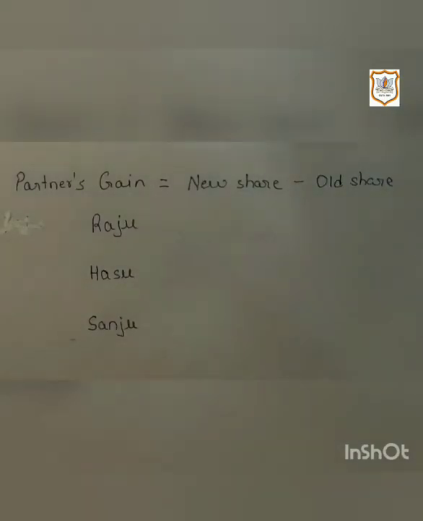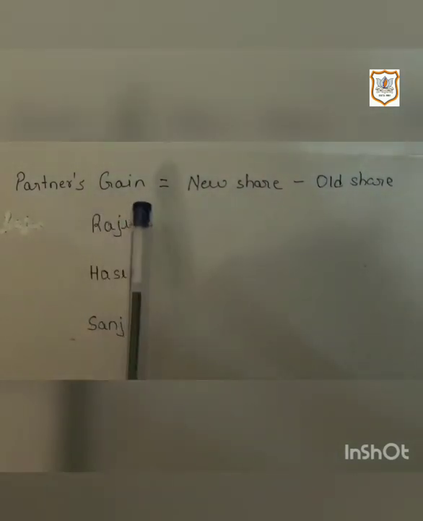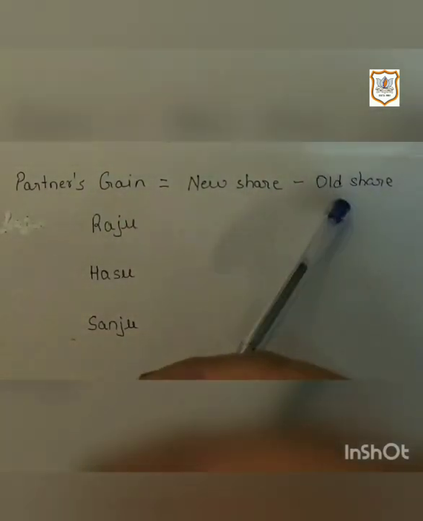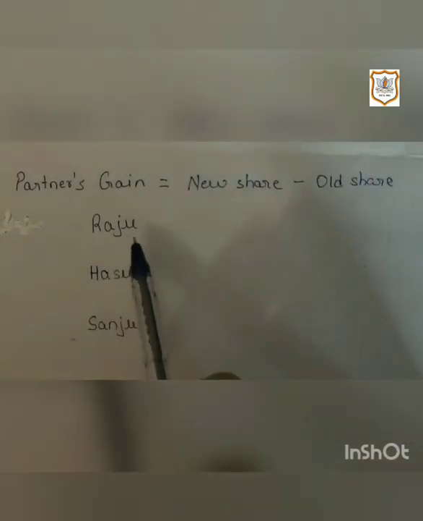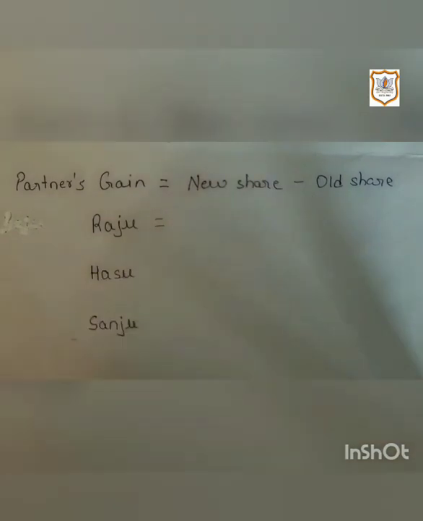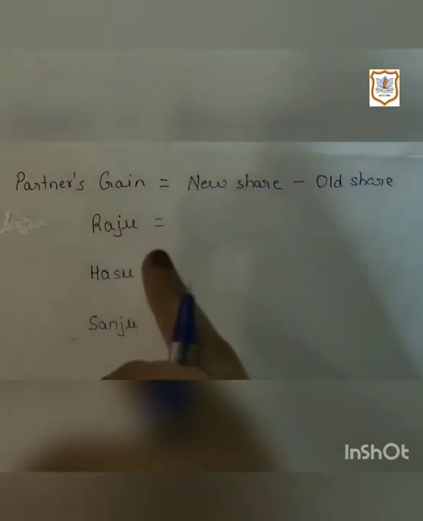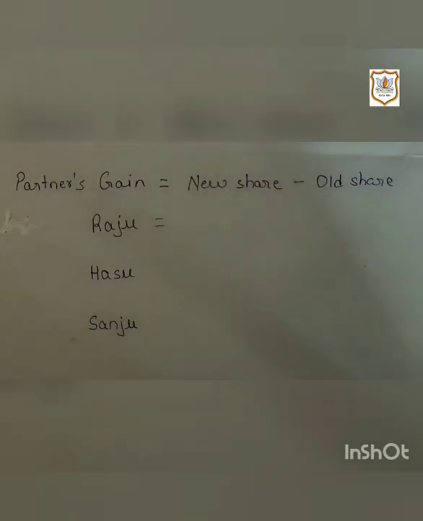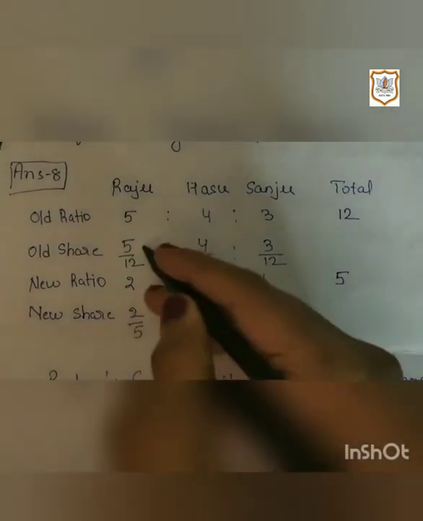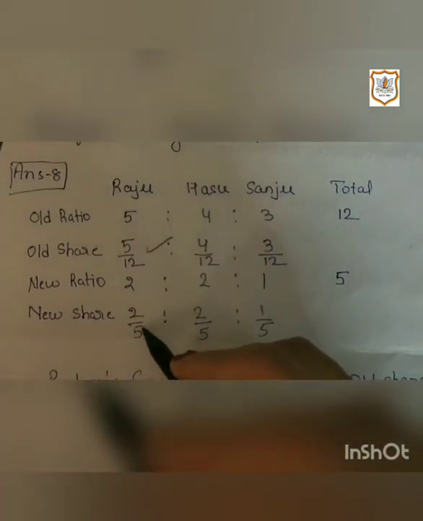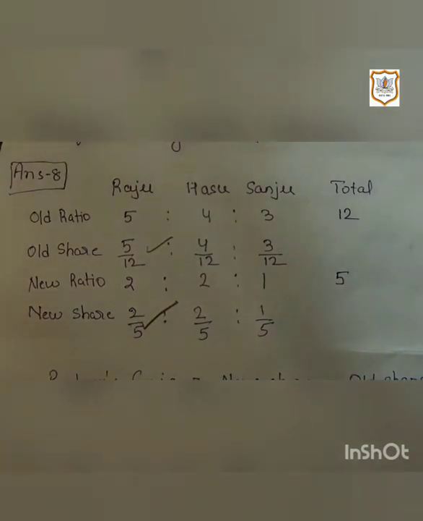Now, as in this question, we are asked to calculate gain ratio, here we will apply the formula of gain ratio, which is equal to new share minus old share, which is just opposite to the formula of sacrifice ratio. So first, let us find out Raju's gain. To find it, we need to know his new share as well as old share. Here, Raju's old share is 5 by 12 and new share is 2 by 5.